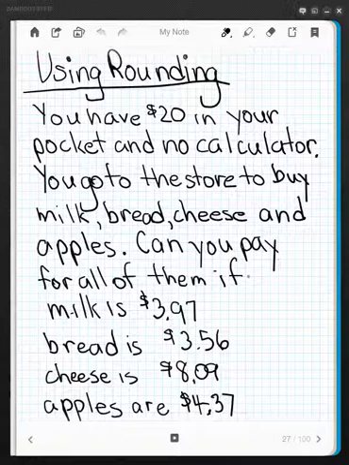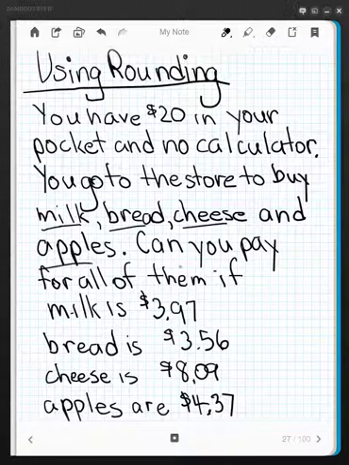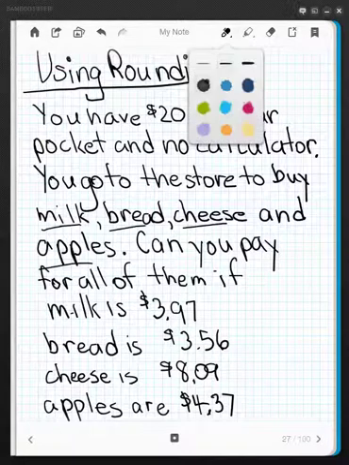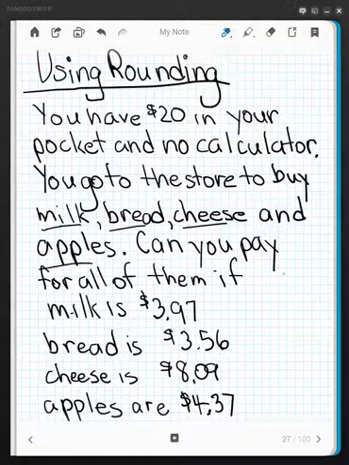So let's take a look at this list that I've made. We're going to go to the store and buy some milk and some bread and some cheese and some apples. We want to know if we can pay for them all if the milk is $3.97, the bread's $3.56, the cheese is $8.09, and the apples are $4.37. So I have $20, right? The first thing that comes to my mind if I'm really doing this in the store is I just round everything to the nearest dollar. That way I know if I'm going to be in the ballpark or not.